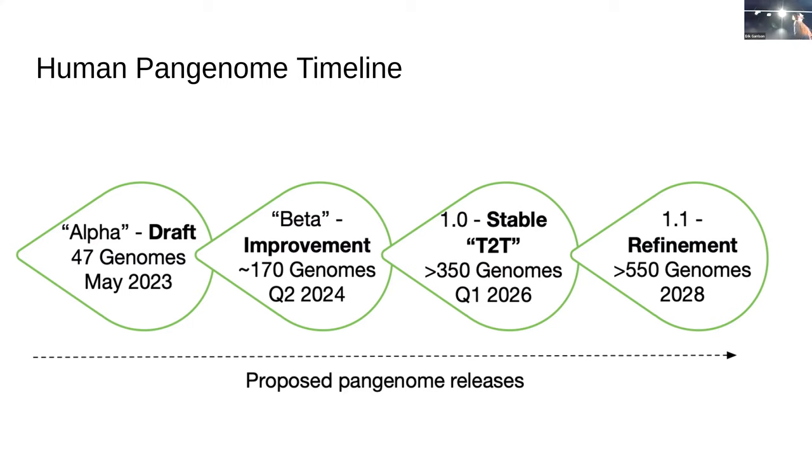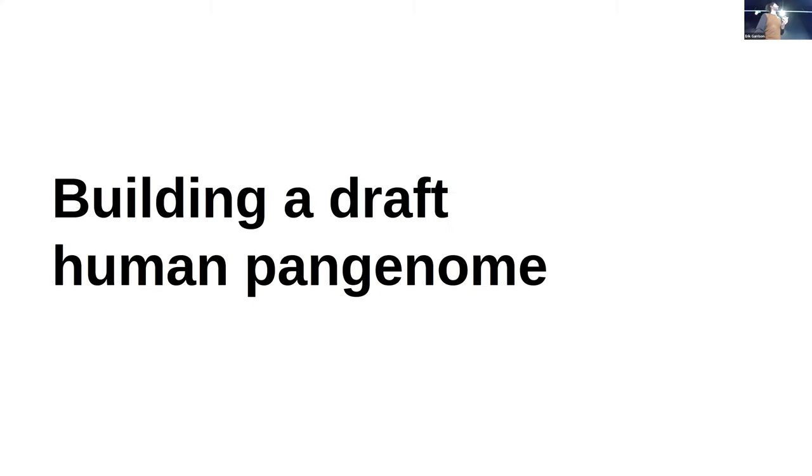So the timeline is kind of like this. We'll start with this alpha, which we've done, this exists. Then there'll be a phase of tech dev, where we expand collection, make it better, work with larger collections. We're going to have about 150 genomes by the first part of next year. And then the final stable version would be 350 genomes and probably sometime in 2026. Then we think we're going to get funding to continue. And this will lead to another 200 genomes at least by 2028. And so that's what's going to happen.